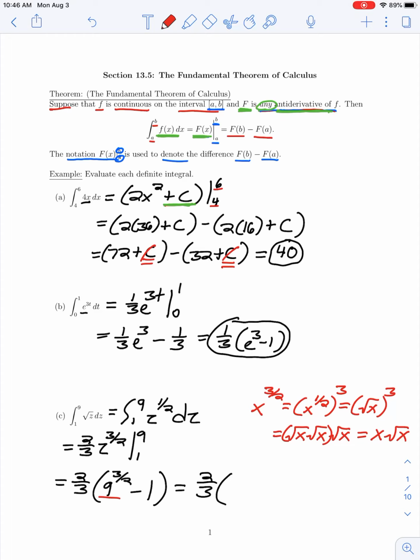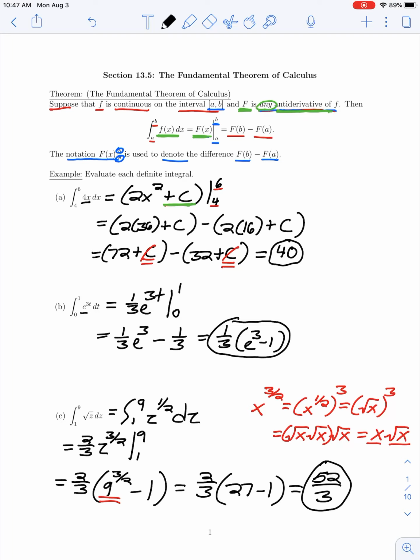So whenever I have a number being raised to the 3/2 power, that's the same as taking that number times the square root of that number. So in the case that we have 9 to the 3/2, we would have 9 times the square root of 9, which is 3. So that value is 27. And then we're subtracting 1. So we have 2/3 times 26, which is 52/3.